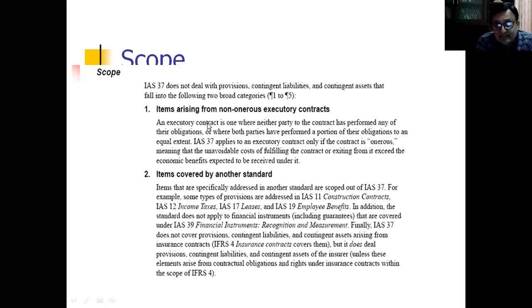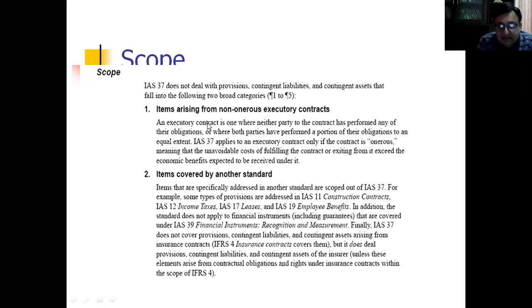Secondly, there are certain things which are covered by other standards. In the previous lessons also we have seen that some provisions are made in other standards. For example, some types of provisions are addressed in IAS 11, that is construction contracts. Some are reflected in IAS 12, that is income taxes. IAS 17 relates to leases, IAS 19 is concerned with employee benefits. In addition, these standards do not apply to financial instruments covered under IAS 39, that is financial instruments, recognition and measurement. Finally, IAS 37 does not cover provisions, contingent liabilities and contingent assets arising from insurance contracts that are covered under IFRS 4, but it does deal with the provisions, contingent liabilities and contingent assets of the insurer.